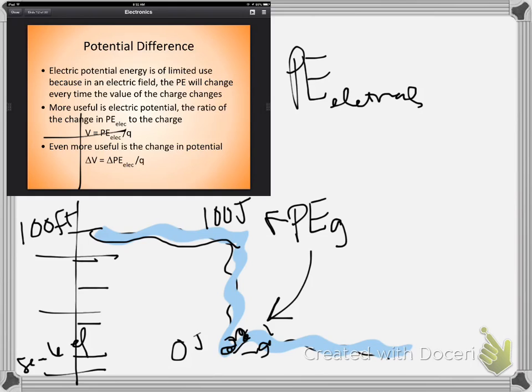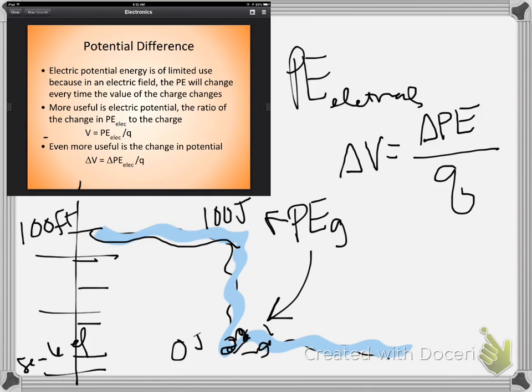So we're not concerned with what the absolute value of the charges are. We're just concerned with how much difference there is. Okay? So V, do you recognize V? What does V stand for in electronics? Voltage. Finally, something that makes some sense. Your change in voltage is equal to the change in potential energy electric divided by the charges that we're dealing with. You don't need to know that, but you'll have seen it at least.